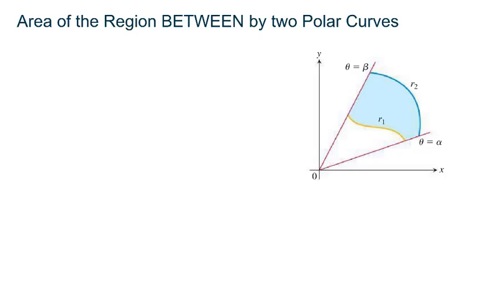In the previous video, we found the area of a region enclosed by a polar curve situated around the origin. In this video, we're going to look at the area of a region between two curves. So if we had two polar curves, one on the outside and one on the inside, we would subtract the inner from the outer to find that region in between.